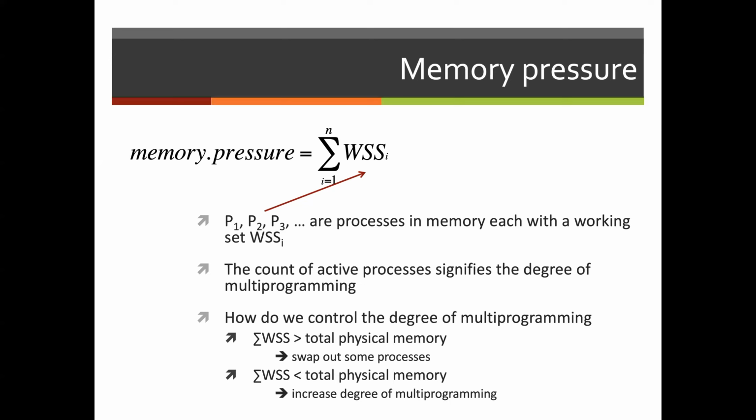So what we want to consider is how do we control the degree of multi-programming? If the sum of our working sets is greater than the total physical memory, then we'll have to swap out some processes. And if the sum of our working sets is less than total physical memory, that's when we want to increase the degree of multi-programming. Utilizing working sets and understanding memory pressure is a tool we can use to determine if we're effectively making use of our CPU and memory resources.